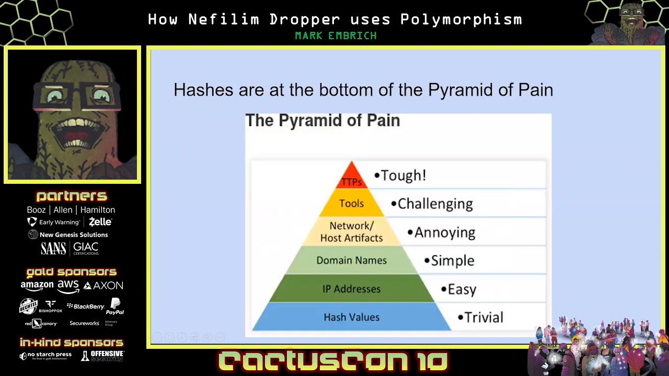And we can't talk about this topic without David Bianco's pyramid of pain. There is a reason hash values show up at the bottom of the pyramid. Let's take a look at one way to generate malware payload with different file hashes.